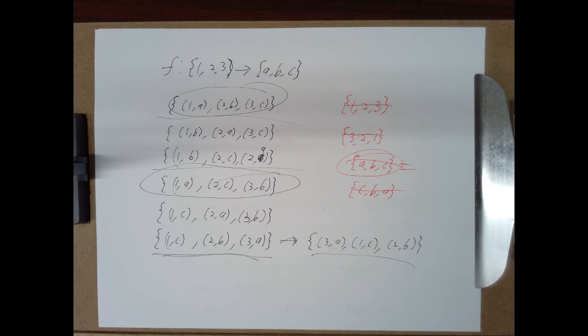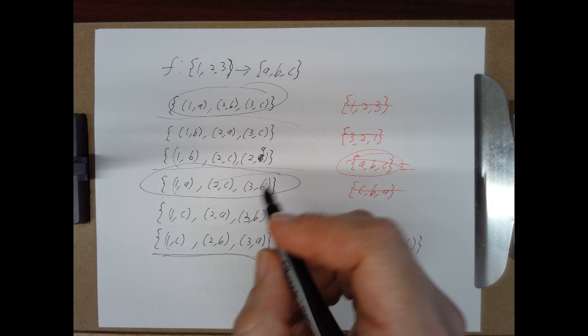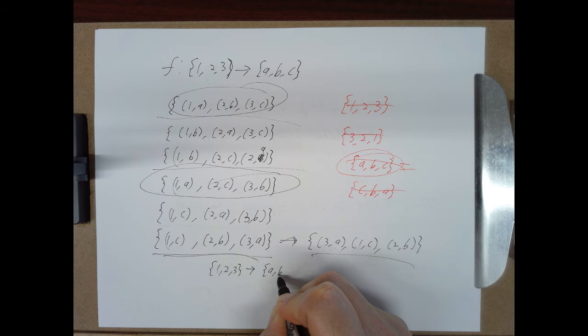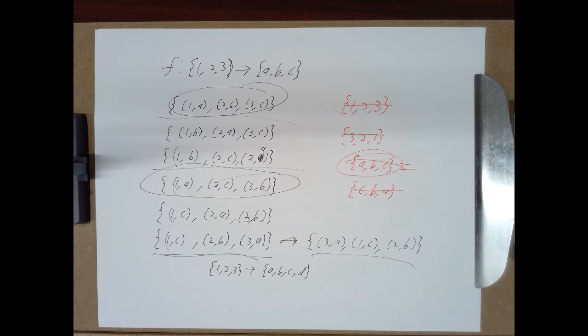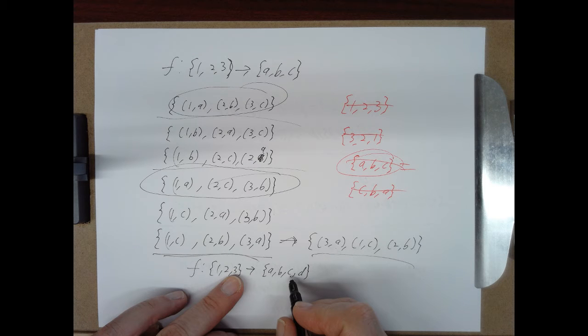So how many bijections from 1, 2, 3 into A, B, C, D? There are no bijections from this set to that set. Why? Because none of your mappings can be surjective. 1 is going to map to one of these elements, 2 to another, 3 to a third, and one of these elements is going to be unmapped. It's not surjective, so it can't be bijective.